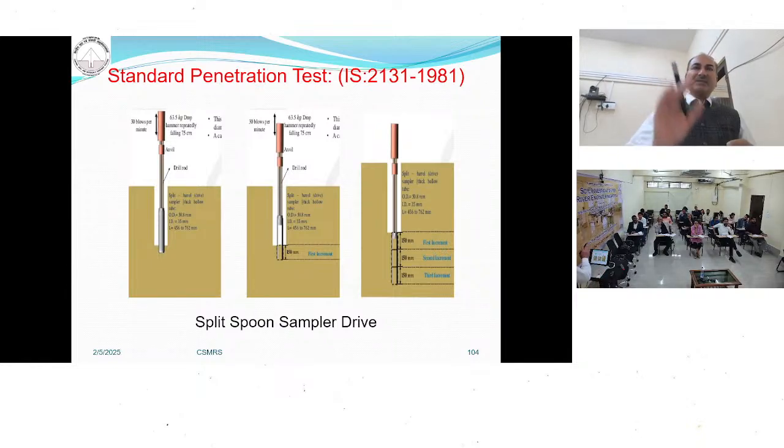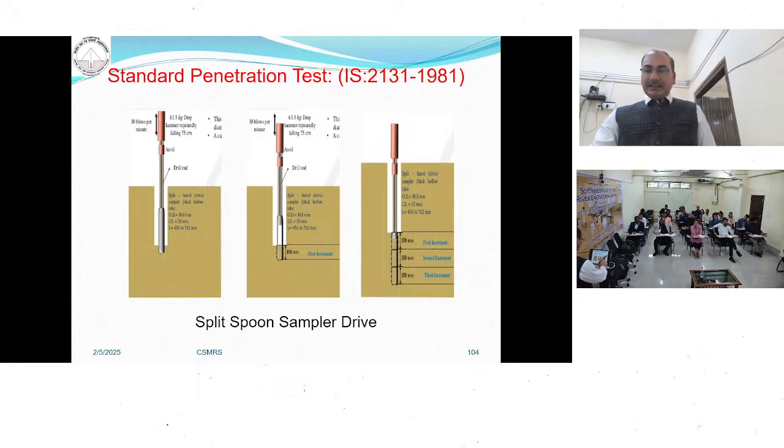Once it is driven, apply the blows with the help of a hammer that has a weight of 63.5 kg and falls from a height of 75 centimeters. It is called the seating drive. Now again drive it 15 centimeters and count the number of blows. Again drive 15 centimeters and count the number of blows. The number of blows for the last 30 centimeters will give the SPT value.